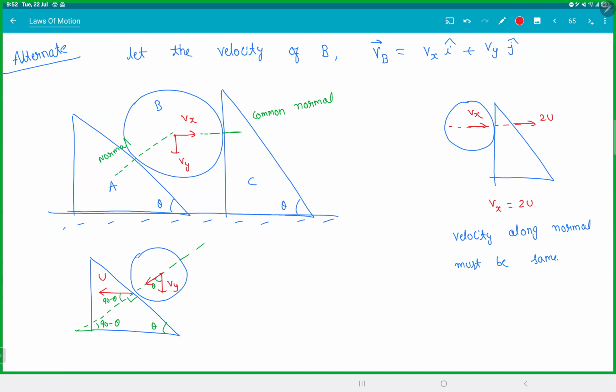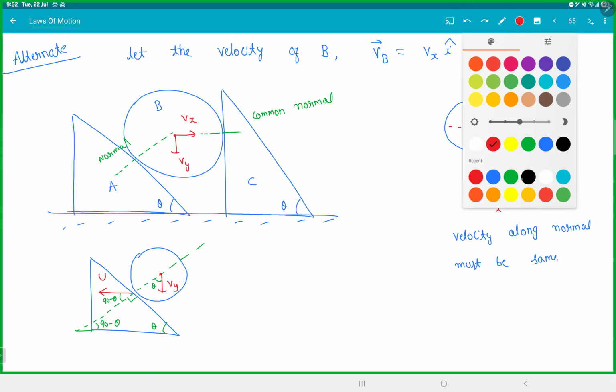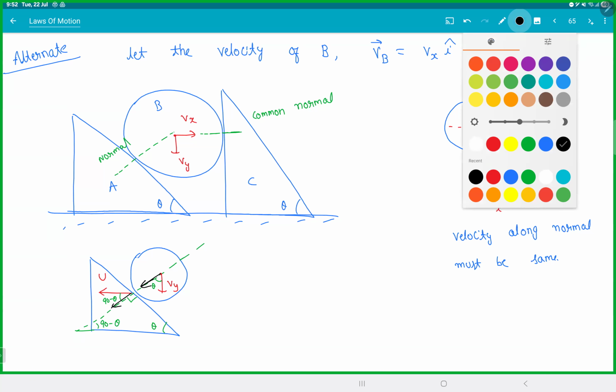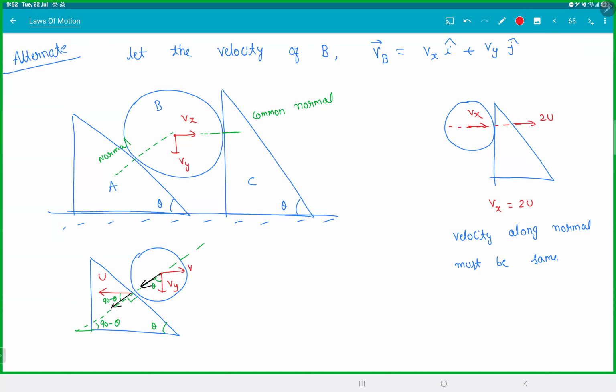So if you take components in the direction of the normal, this component and this component must be same. So Vy cos theta must be equal to u cos 90 minus theta. But unfortunately, Vy is not the only component. There is Vx also. So we should take Vx's component also. That is the thing. This method is messy. But there are cases I'll show you where you won't be able to do without it, the relative motion won't be so easy to handle.